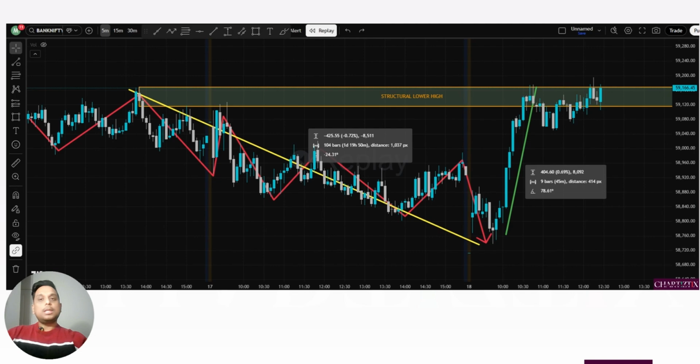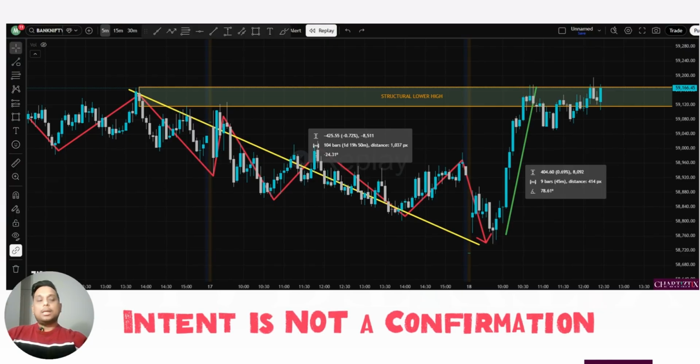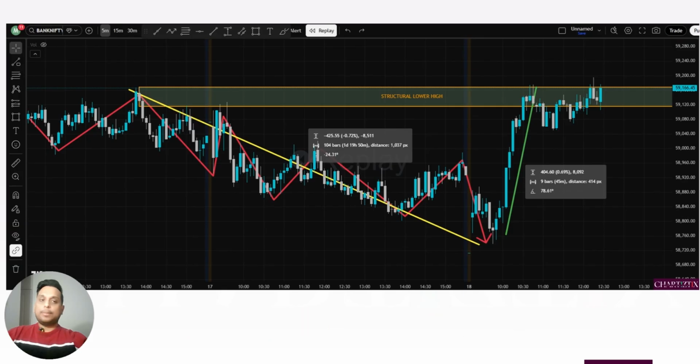Now if you see here the yellow line I have marked from the top of our structure lower high to the bottom of the lower low, it consists of 104 bars. So that was a very slow move. Now if you look at this bullish intent, it covered this move in just 9 bars. So this shows speed, this shows the intent. But guys, it is just an intent, it is not a confirmation.